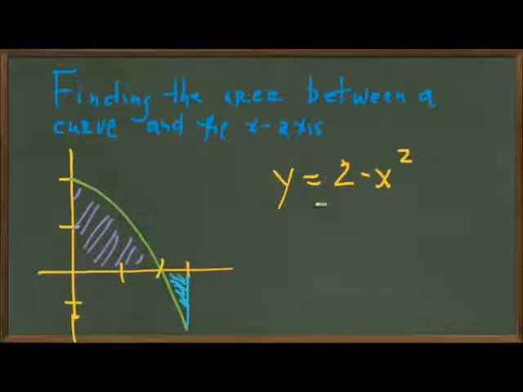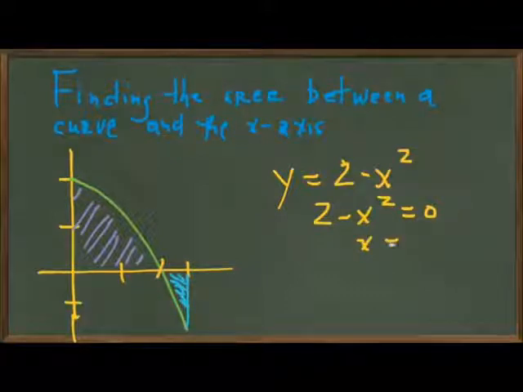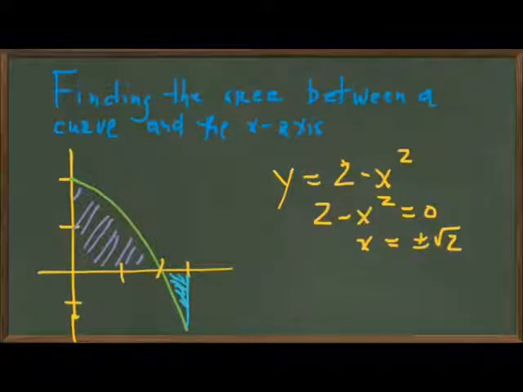We can find that value by taking 2 minus x squared and setting it equal to 0, and that gives us x equals plus or minus the square root of 2. Since we're only interested in the part of the curve to the right of x equals 0, we only need to put this one value, square root of 2, on our graph. That's where it intersects the x-axis.